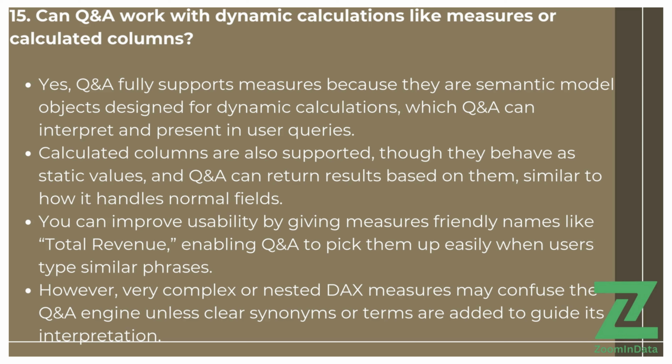You can improve usability by giving measures friendly names like total revenue, enabling Q&A to pick them up easily when users type similar phrases. However, very complex or nested DAX measures may confuse the Q&A engine unless clear synonyms or terms are added to guide its interpretation.